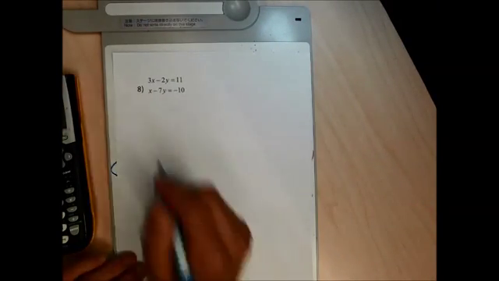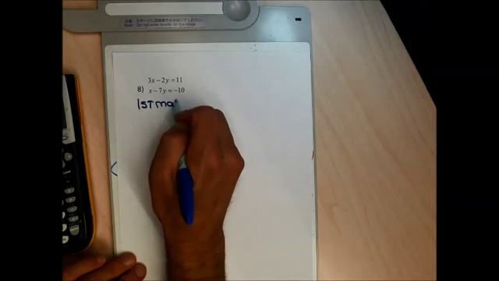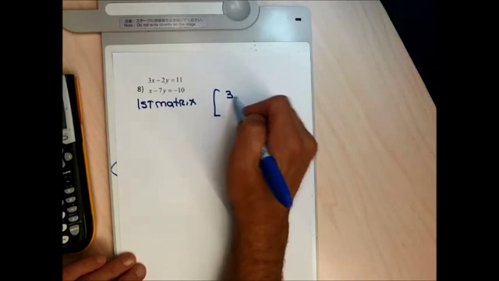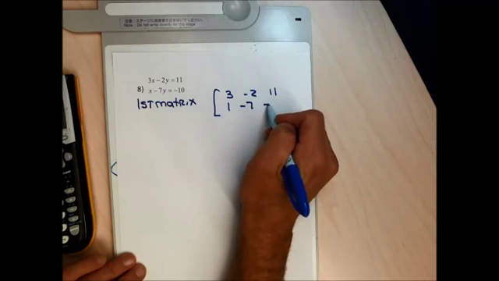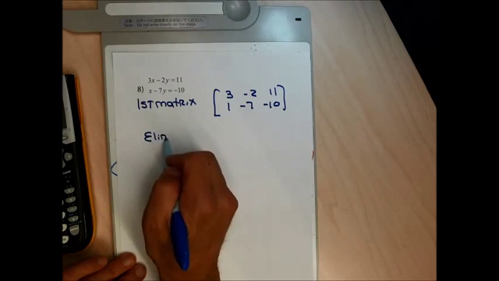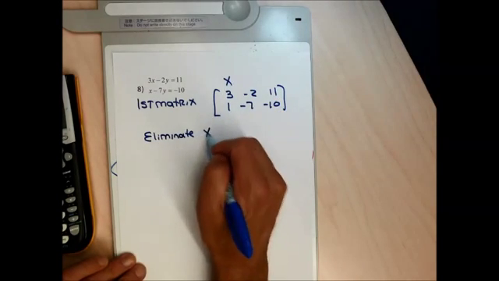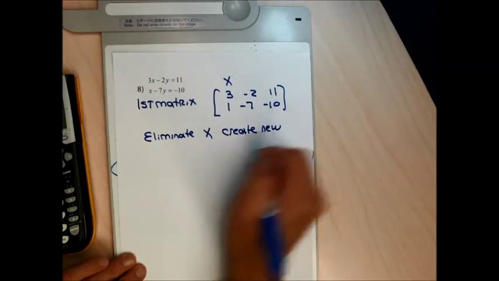So, problem 8, first matrix. So this says to solve using matrices, otherwise I wouldn't solve using matrices. So 3, negative 2, 11. 1, negative 7, negative 10. So step 1 is I need to eliminate the x's and create a new bottom row.